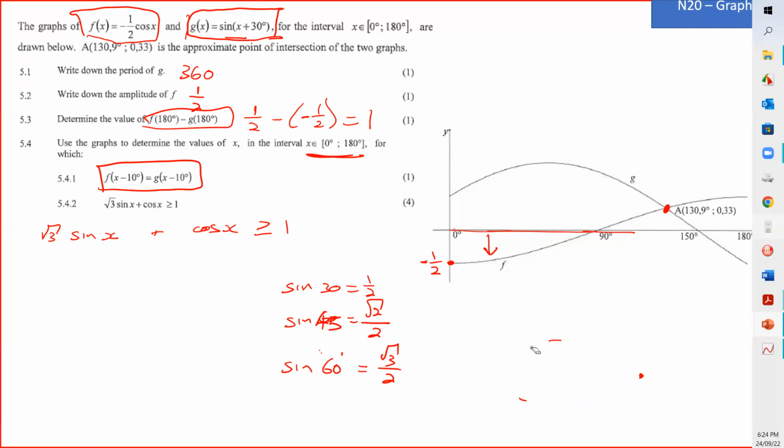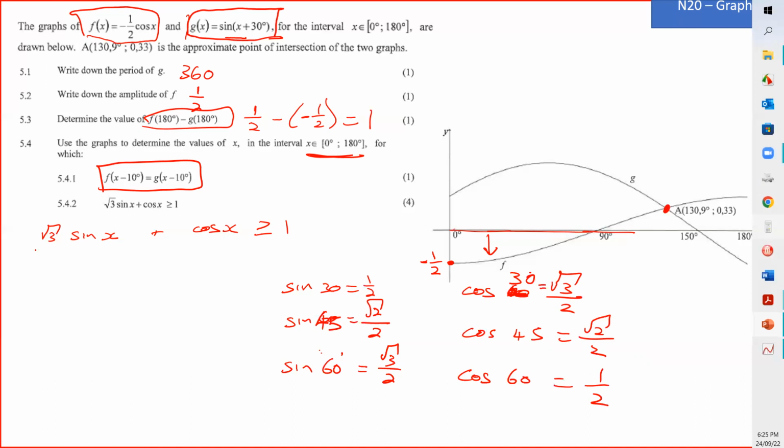Remembering our special angles for sine and cos, cos works backwards because of complementary angles. The complement of 60 is 30. Cos 30 is actually equal to root 3 over 2. Cos 45 is the same as sine 45, which is root 2 over 2. And then cos 60 will equal half.